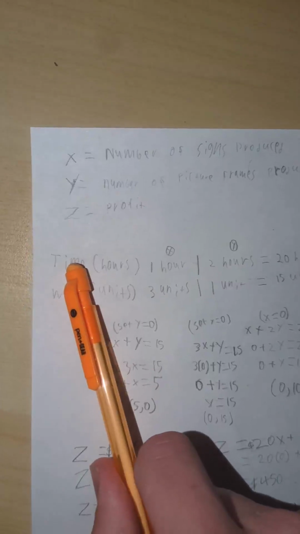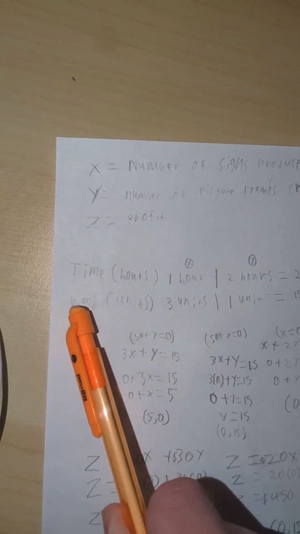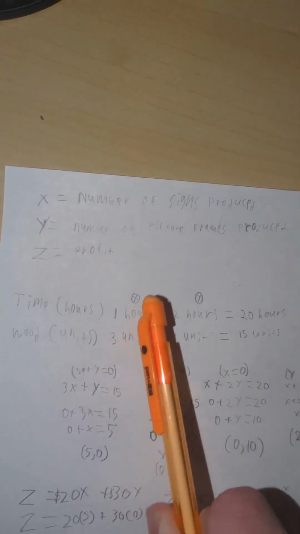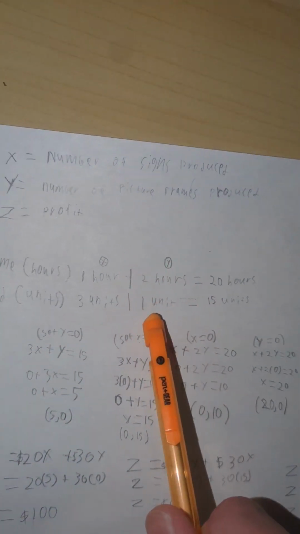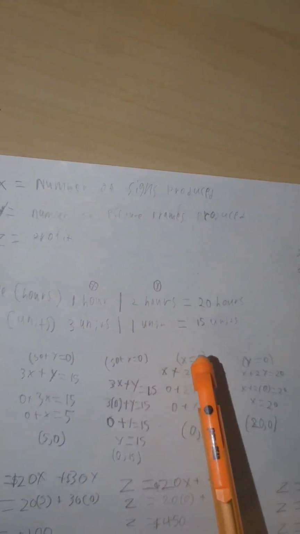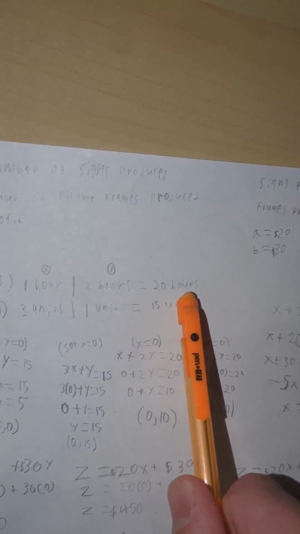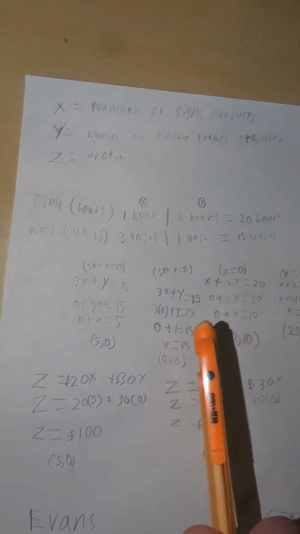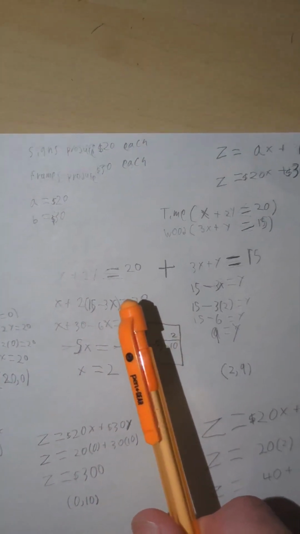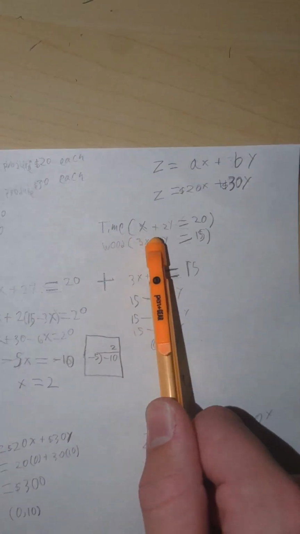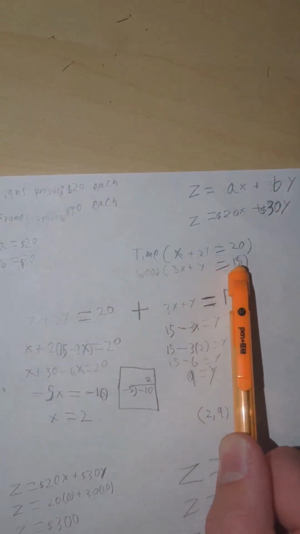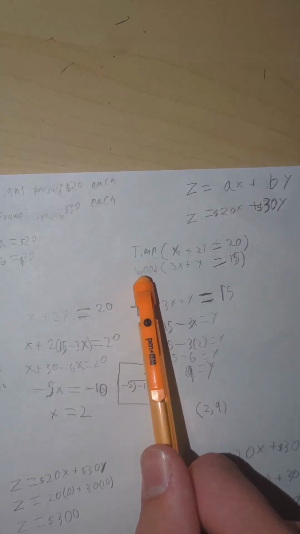So then we have his time, which is hours, and his wood, which is going to be units. It only takes him 1 hour and 3 units of wood to make a sign, because signs are pretty simple. And it takes him 2 hours and 1 unit of wood to make a picture frame. He only has 20 hours during the day, and he has a limit of 15 units of wood. So I do time is X plus 2Y equals 20, and wood is 3X plus Y equals 15, also known as hours and units.